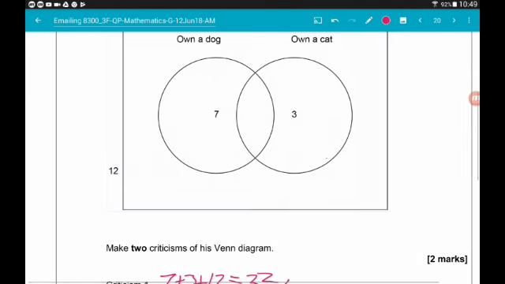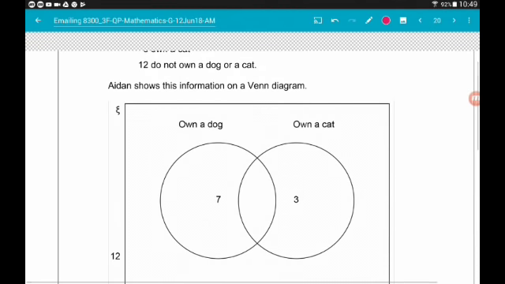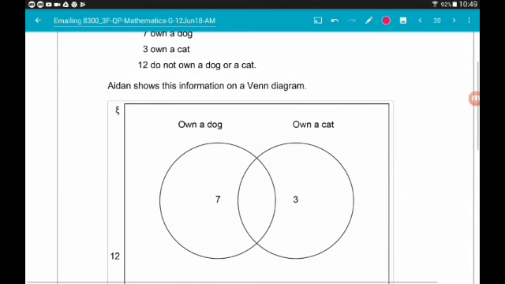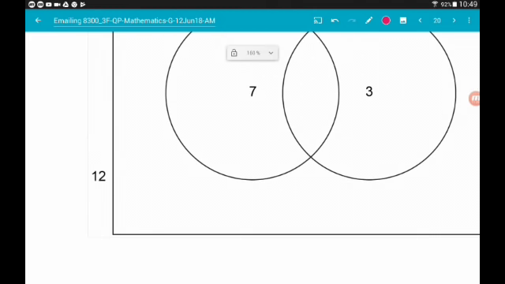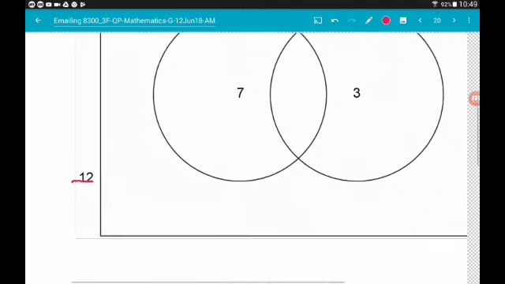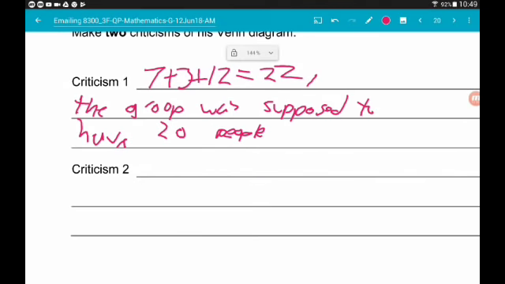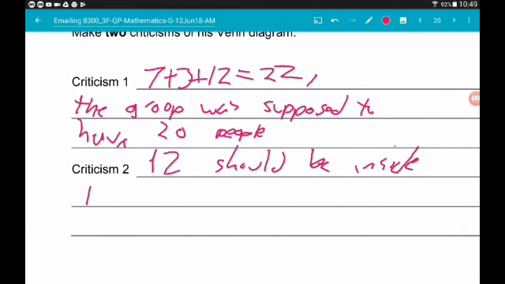And next, well, there's another 2 things I'm going to mention. So 12 people do not own a dog or a cat. That 12 is on the outside of the Venn diagram. So the 12 should be inside the rectangle but outside the circles.